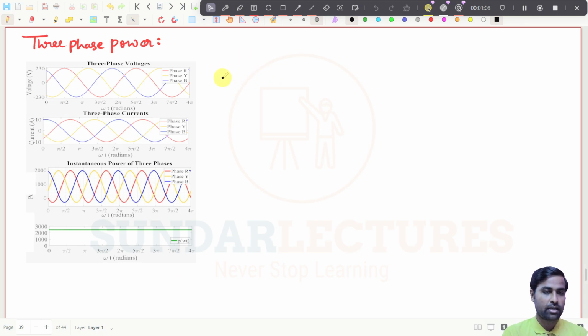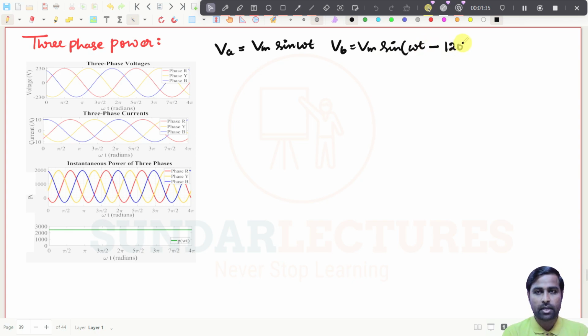See, for example, we know what VA is here. I will write it here: VA is equal to Vm sine of omega t, that we know. And then what is VB? VB will be equal to Vm sine of omega t minus 120 degree. And what is VC? VC will be equal to Vm sine of omega t minus 240 degree, or plus 120 degree, anything it may be.